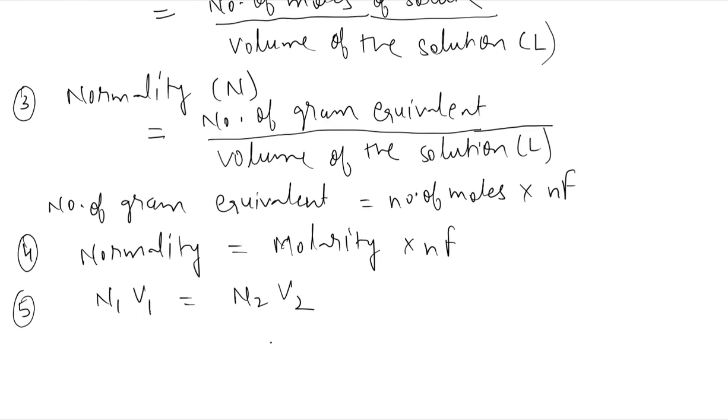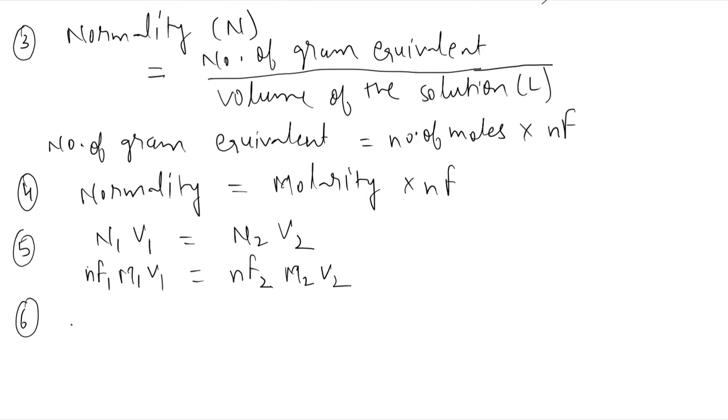Okay. In a similar line, we can also write it as n factor 1 M1 V1 equals n factor 2 M2 V2. These two are similar formulas. We normally don't use M1V1 equals M2V2 for the calculation.